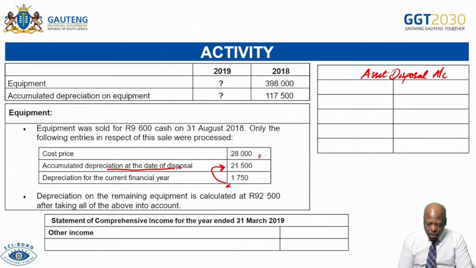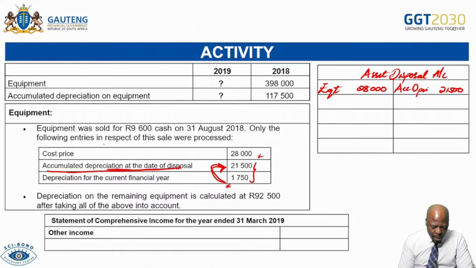So here we have the cost price, which is 28,000. That means I'm going to come here and say equipment. I'm just going to write EQT, and then that was 28,000 here. That is the cost price of my equipment. And then I have my accumulated depreciation. This is the tricky part. You would be tempted to add these two together. Do not add this, because as I've said, the 1,750 is already inside the 21.7, because this is accumulated depreciation at the date of disposal. So my accumulated depreciation is going to be 21,500.